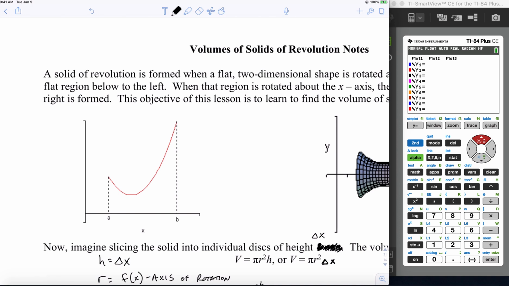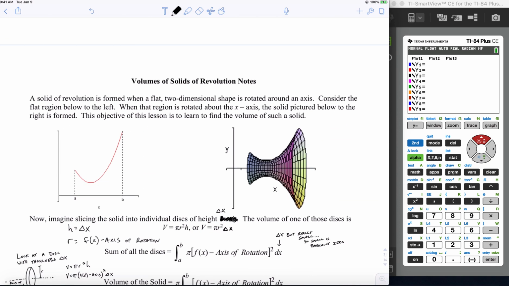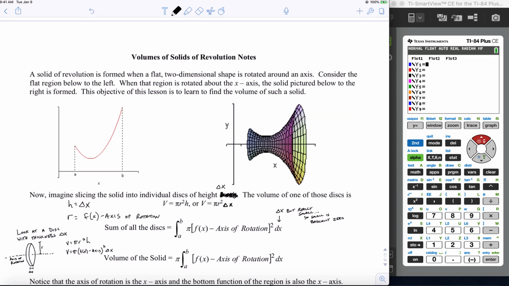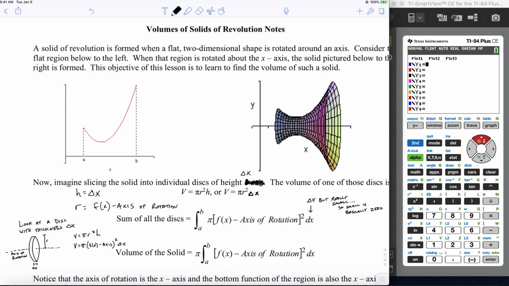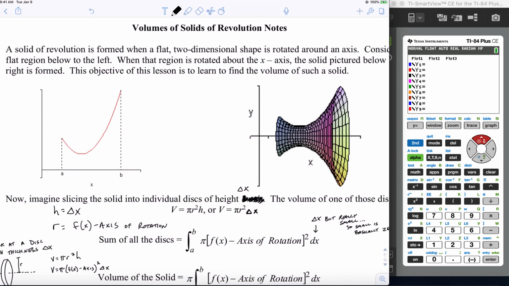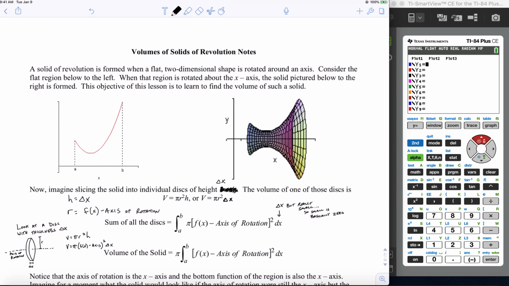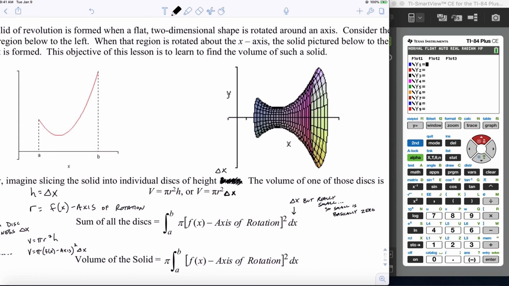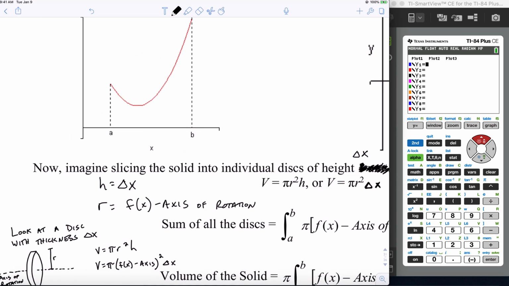All right, so we're doing volume of solids of revolution notes. A solid of revolution is formed when a flat two-dimensional shape is rotated around an axis. Consider the flat region below on the left. When that region is rotated about the x-axis, the solid pictured below to the right is formed. The objective of this lesson is to learn to find the volume of the solid. So we want to find the volume of that solid formed.